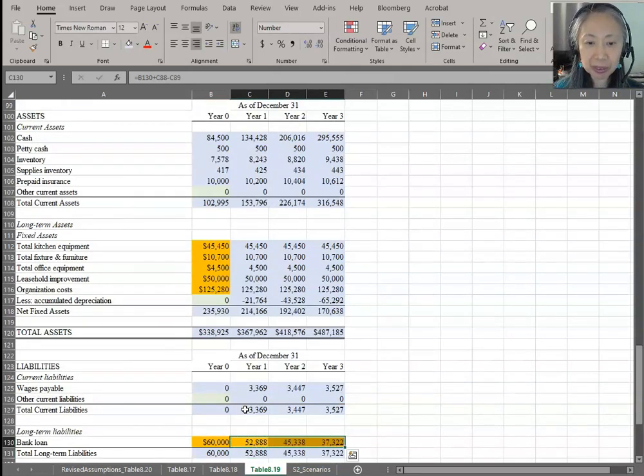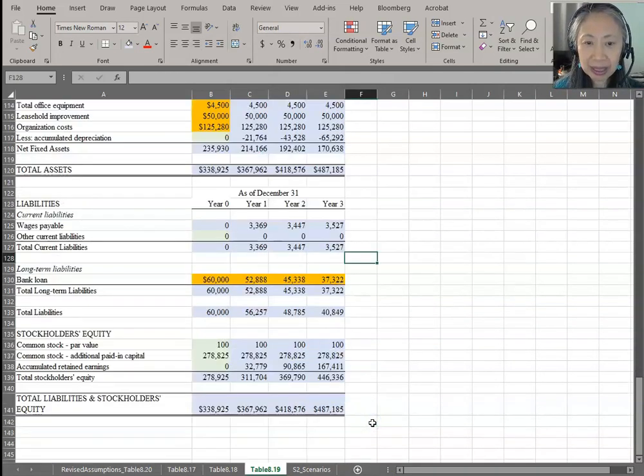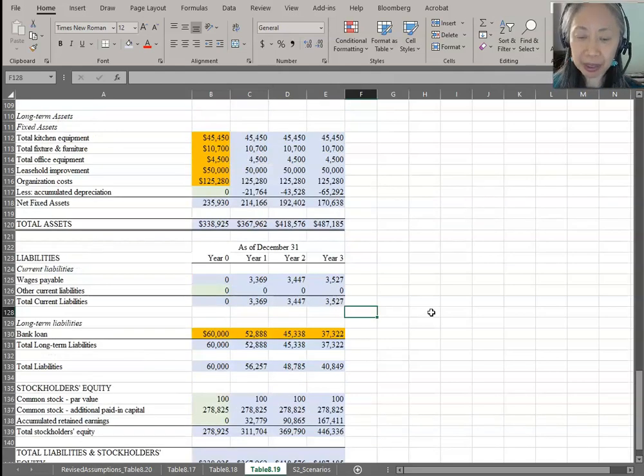And we'll copy it over to years 2 and 3. And we'll see if our balance sheet still balances. And it does. So that is an example of how you are modifying a business strategy. And in this case, it does require you to modify part of your model, but not significantly.